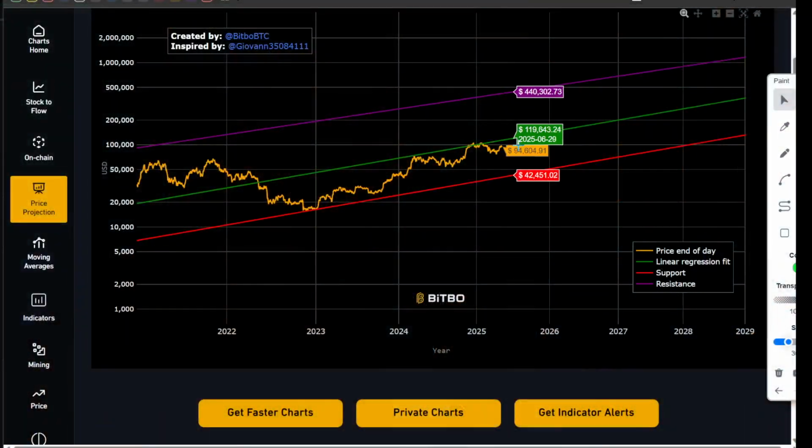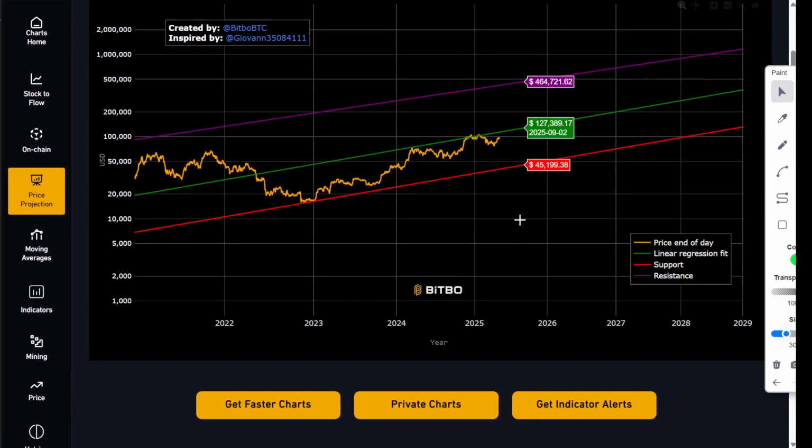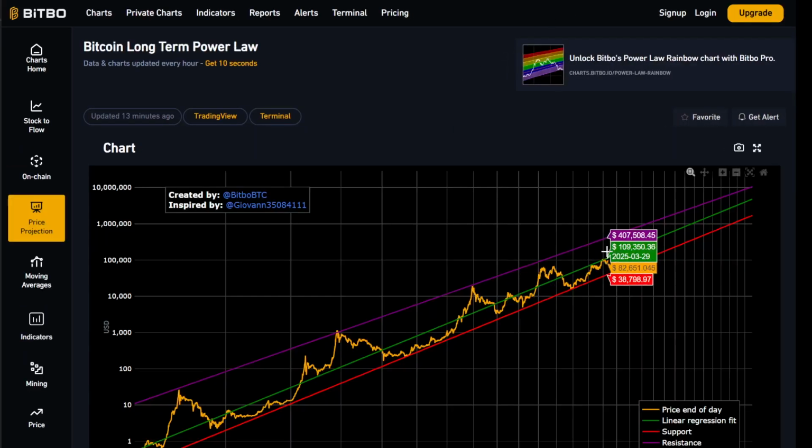Now, back to the power law. This is the Bitcoin price chart. Depending on where we top out, the numbers are going to be different, but we can come and play around with this one. Let's refresh the page just so we can see. We're definitely not getting the top line. Let's just forget that, okay?